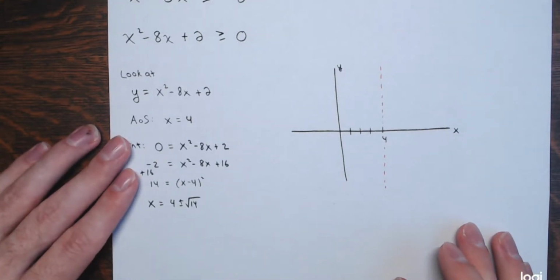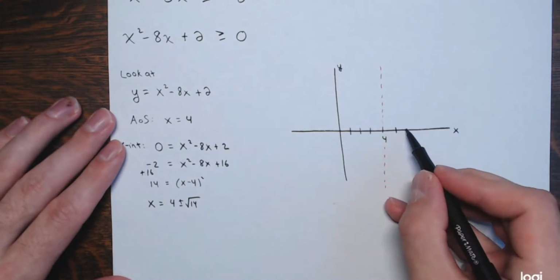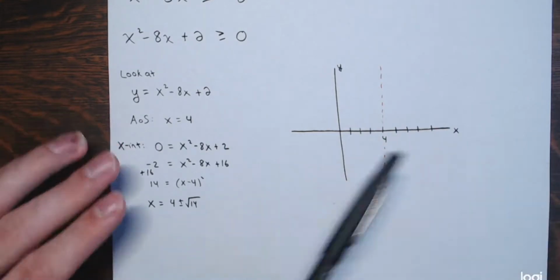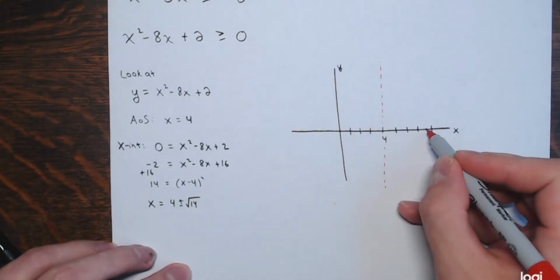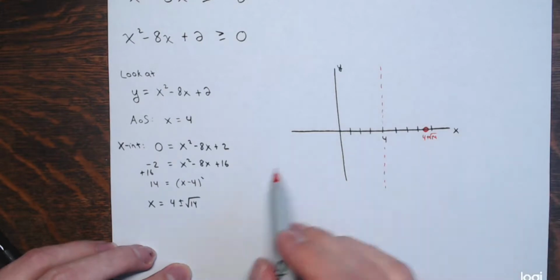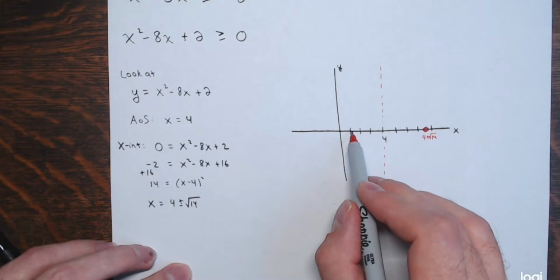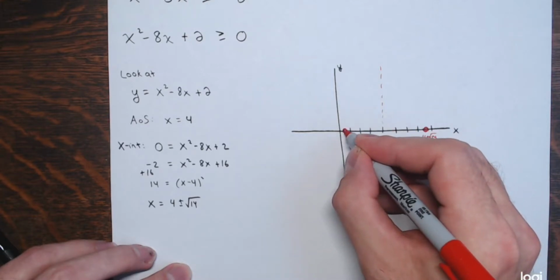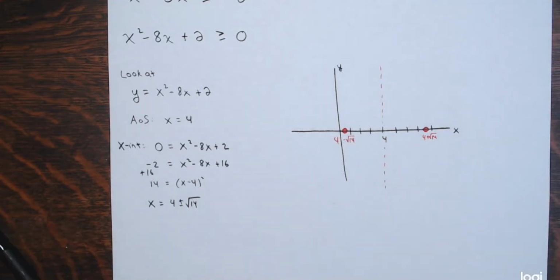Now the square root of 14 is between 3 and 4 units. So one of the intercepts is here, 4 plus the square root of 14. There's 4 plus the square root of 14 on the x-axis, and the other x-intercept is at 4 minus the square root of 14. 1, 2, 3, 4, so somewhere here. There's 4 minus the square root of 14. So I got the x-intercepts.